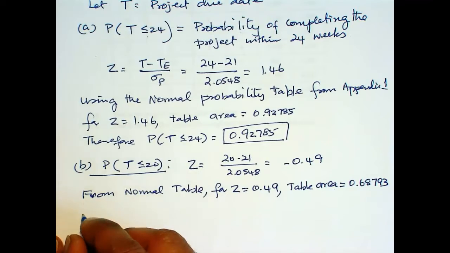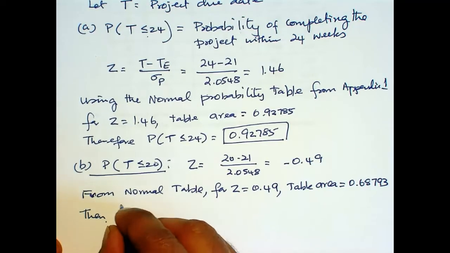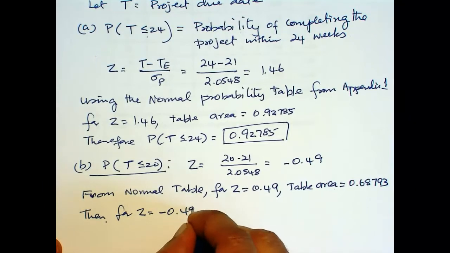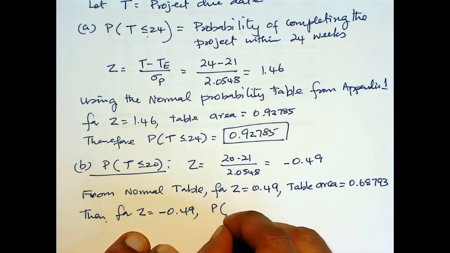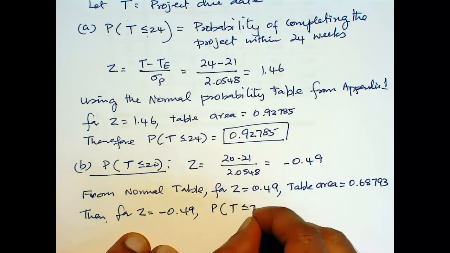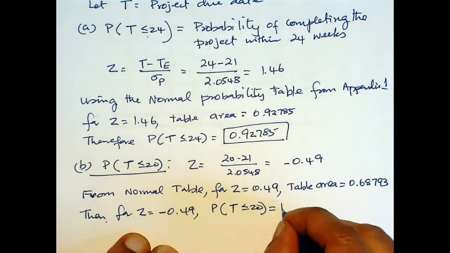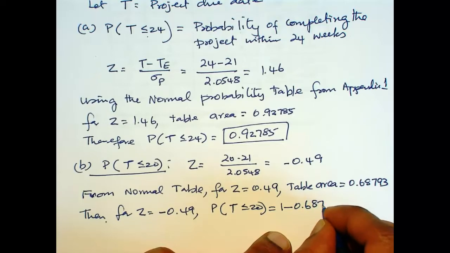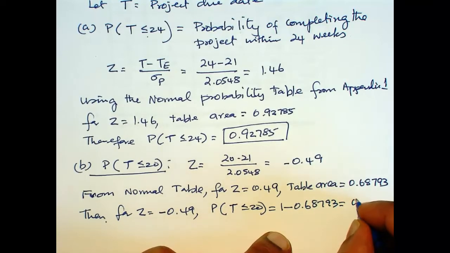So then for Z equal to negative 0.49, the probability that T is less than or equal to 20 is you have to subtract this from 1. Then you get 0.31207.